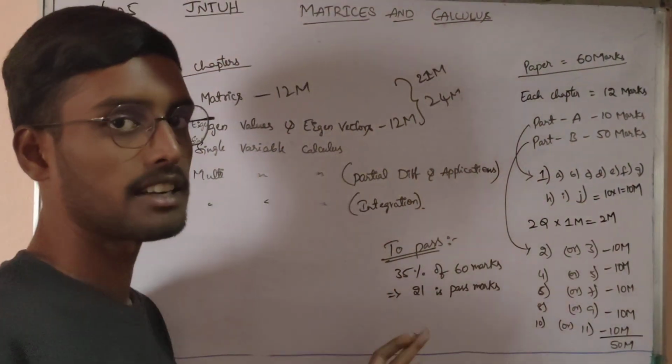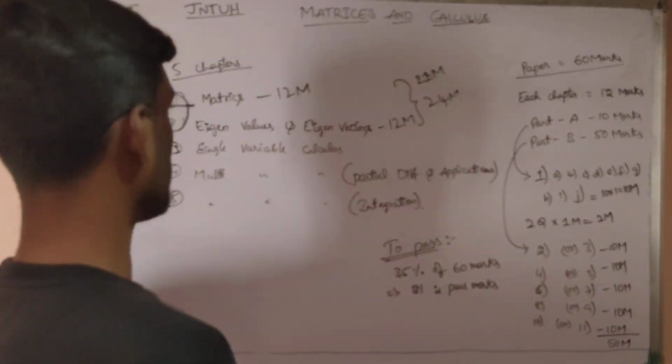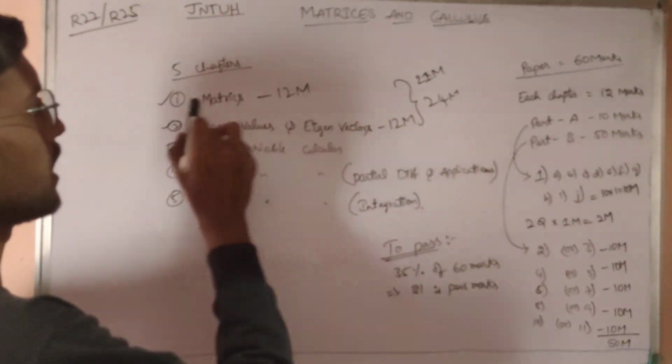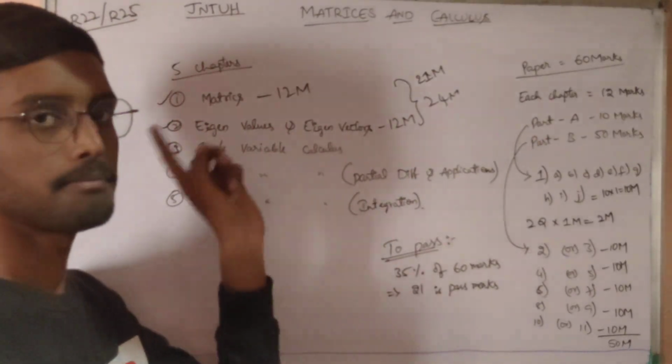This is our question paper pattern for our JNTUH R22 and R25, both the same. Next, in this, now I am going to explain about the chapter matrices. This is our chapter matrices. Okay.